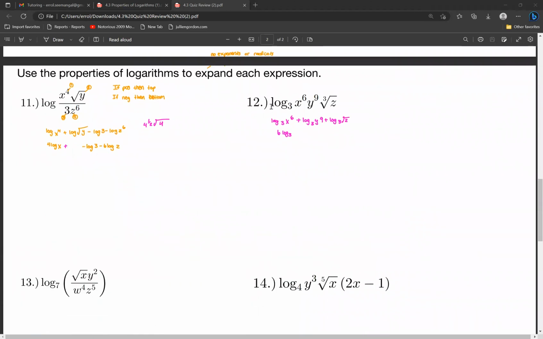Now, see, this one, you're just going the other way. Before, they gave you one log, and now they say break it out into several. It's just going the other way. It can be kind of confusing too. Let's go over these ones.